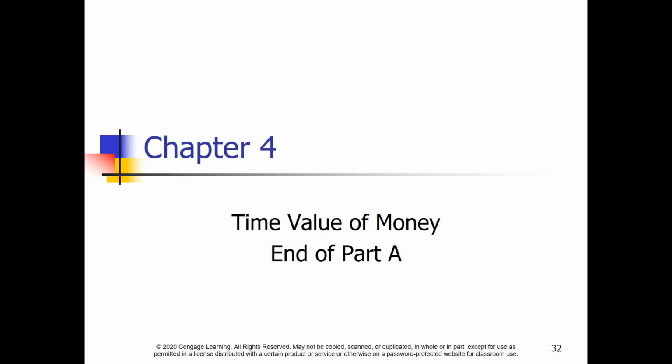This is the end of the first part, Part A of Chapter 4. In Part B, we'll move on to annuities, perpetuities, and uneven cash flows.